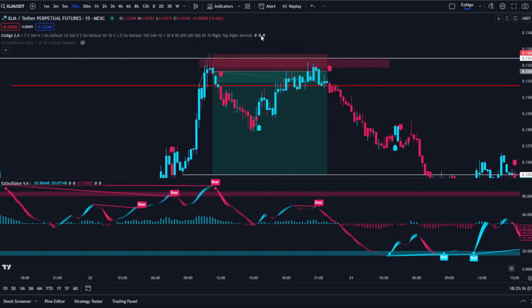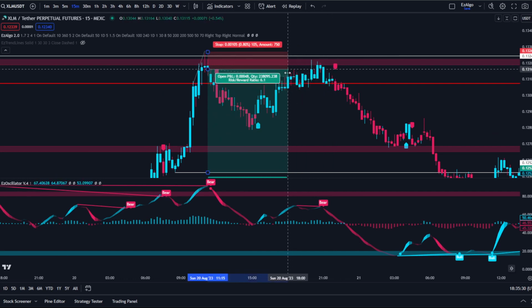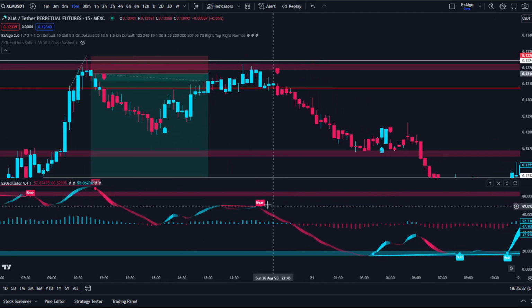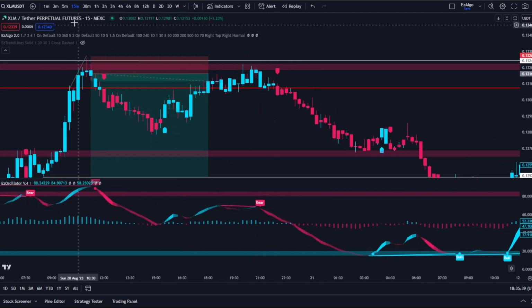All right. Based on how our support and resistance levels are calculated, we had a resistance zone right here as well. And I can actually prove this to you. If I turn on the EzAlgo support and resistance zones, you can see that we had a resistance zone right here as well. And what happens? Price comes back up. We get that bearish divergence followed by that sell signal.